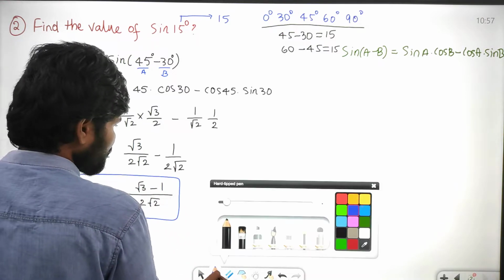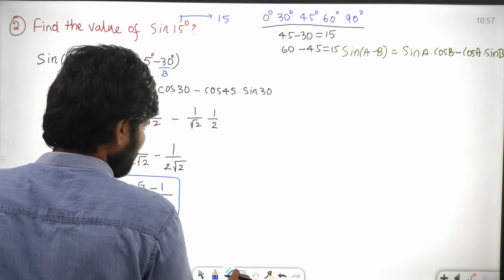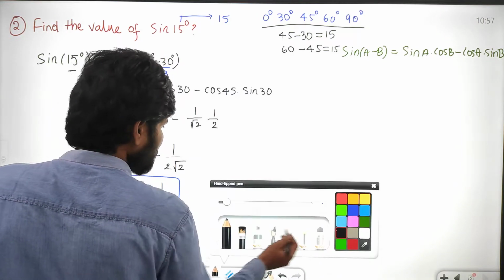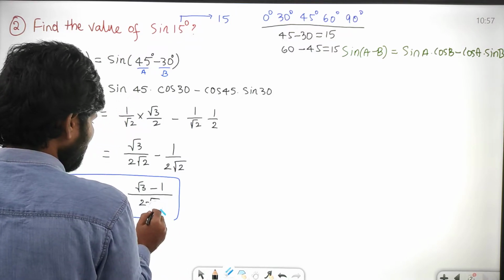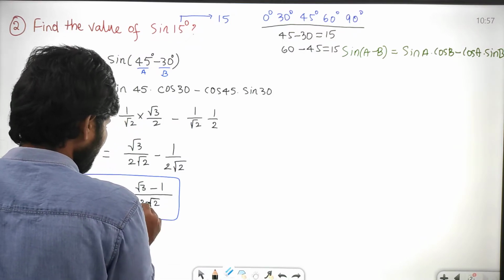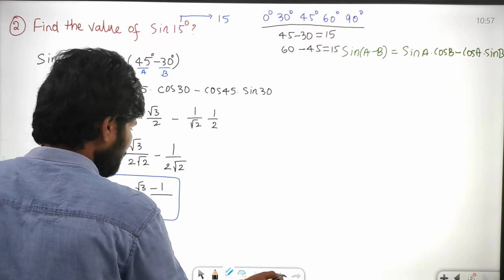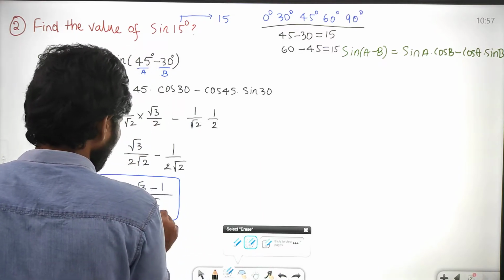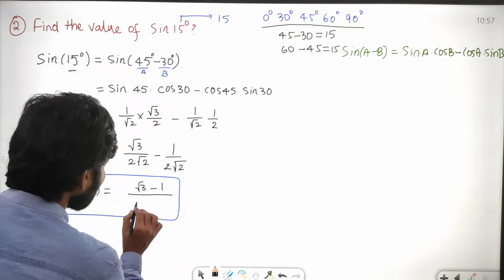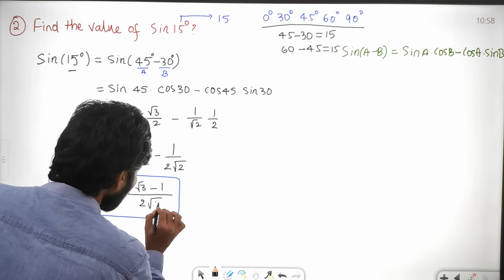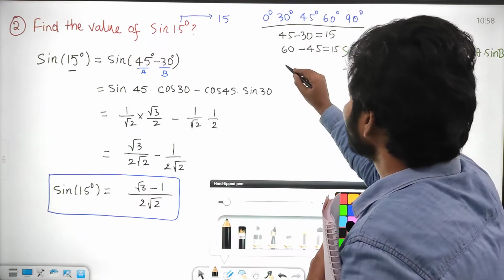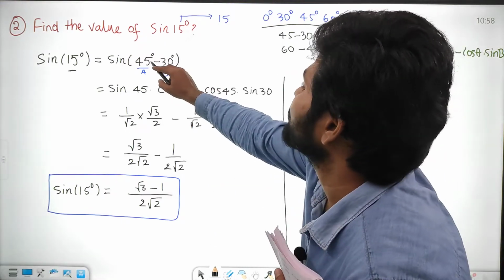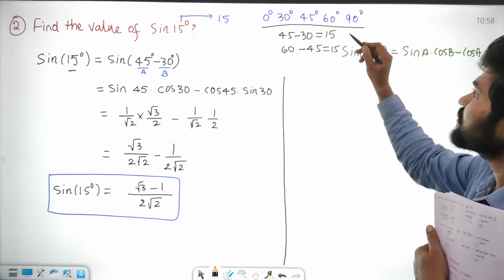This is root 2. Remove this. Sorry, this is 2 root 2. Here you took the value 45 minus 30, so this is 15.